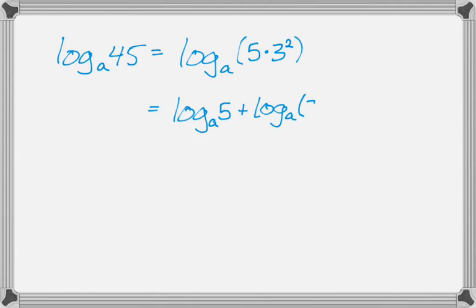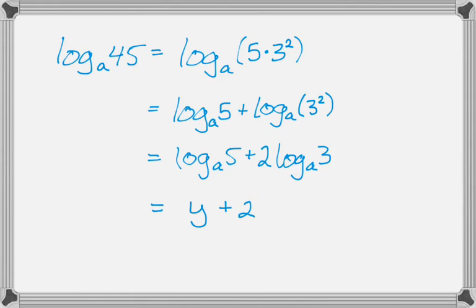This one you can do on your calculator, and I'll show you how in another video, but you can definitely do it this way, which isn't all that difficult. But you have to know the properties of logs. So you bring down the exponent there. And then I'm told in the original problem that log base A of 5 is y, and log base A of 3 is x. So I get y plus 2x, which is option A.